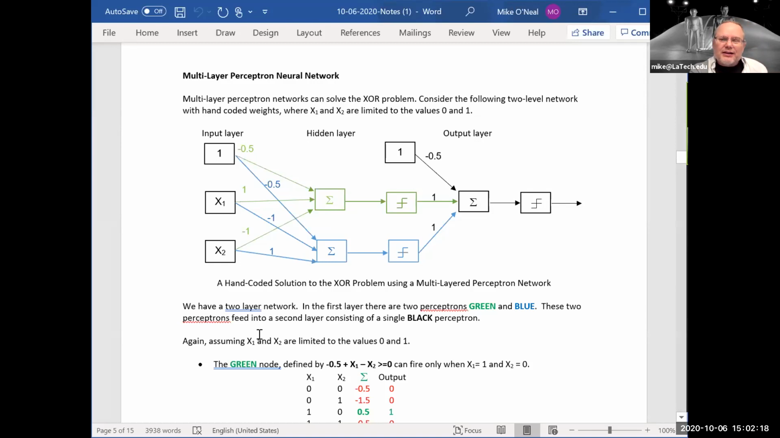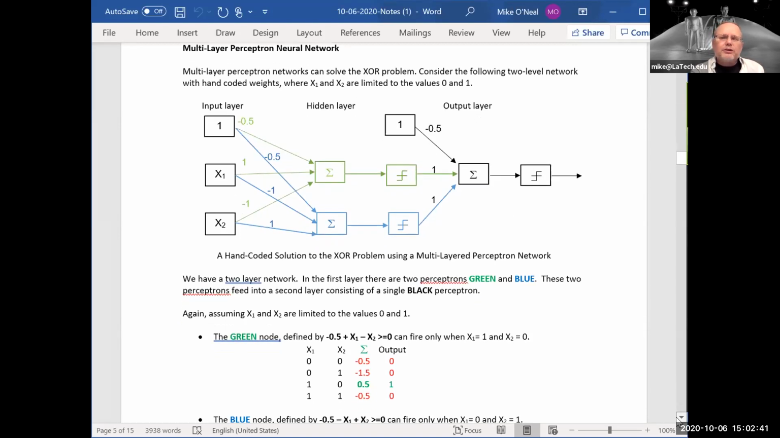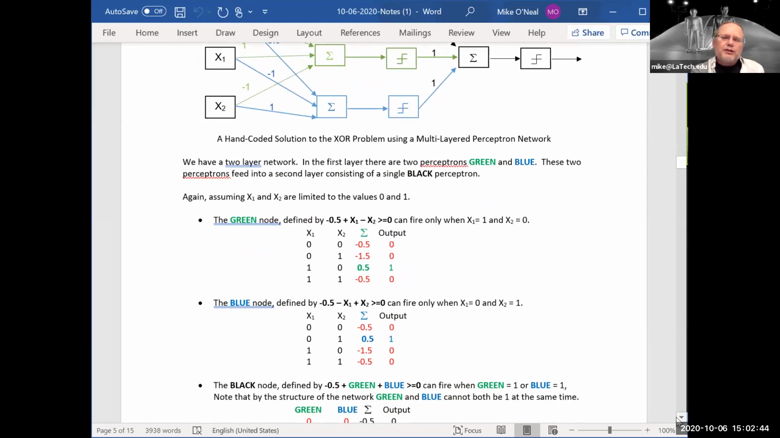Now, you might say, I don't see that this does anything, Michael. Well, there are actually three perceptrons here. There's the green perceptron, the blue perceptron, and the black perceptron. I use different colors for the lines and for the text. Essentially, what the green perceptron does, and I'll scroll down a little bit so you can see it, is it generates a 0 except when x1 is a 1 and x2 is a 0. In that one case, it generates a 1.